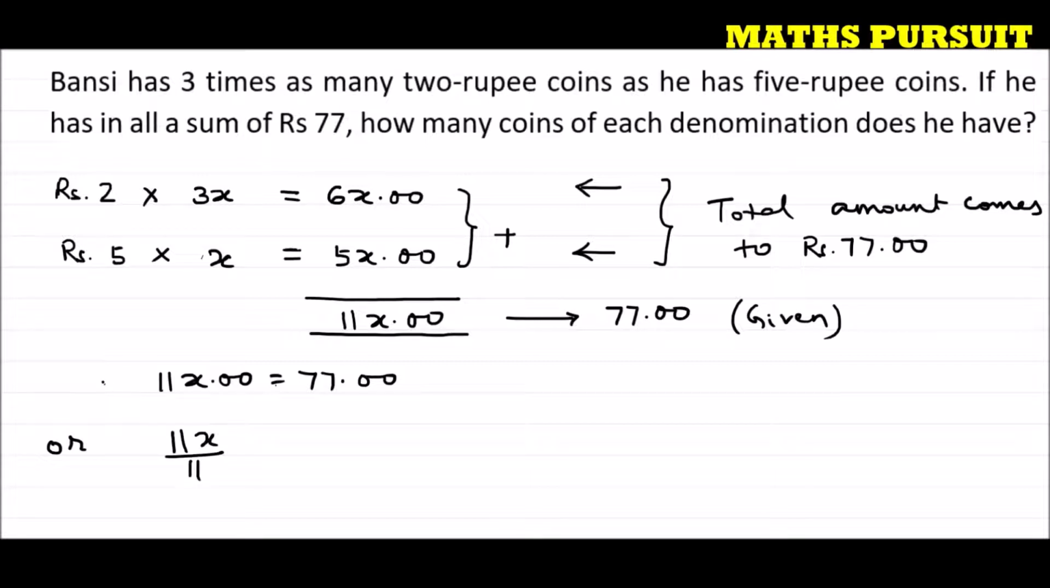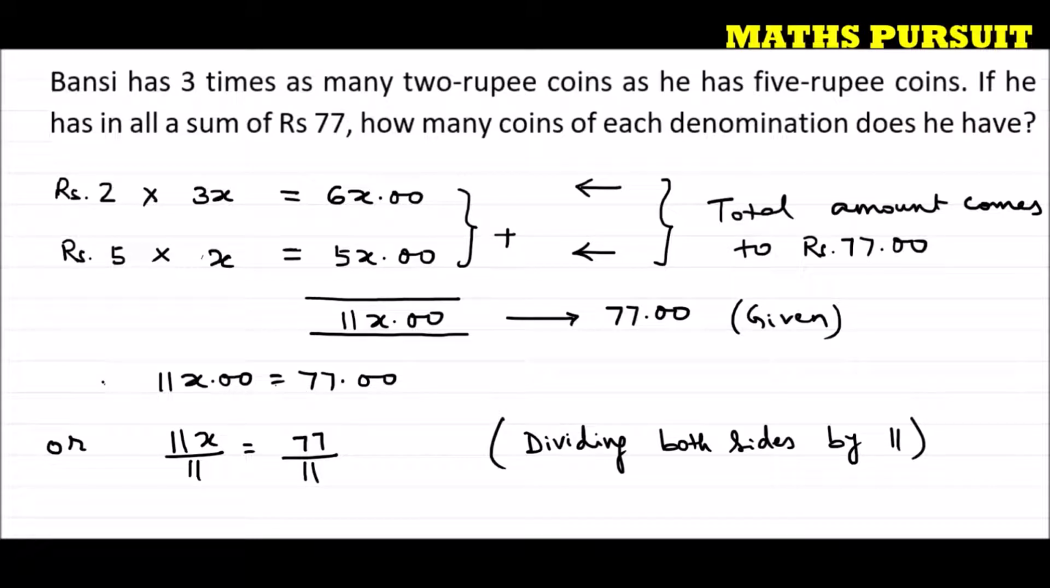Or I can write 11x upon 11 is equal to 77 upon 11, let me not consider the decimal points. So what I did here is just divide both sides by 11. Now guys, why did I divide both these sides by 11? You could see that here we are having 11x. Our main intention is that we need to remove this 11.